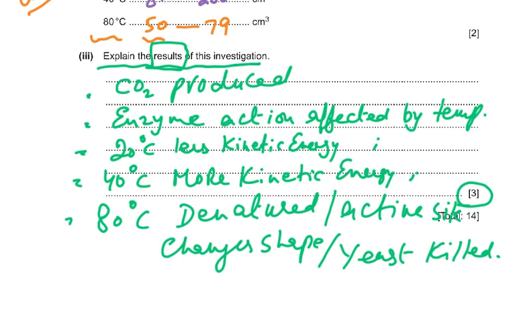Explain the results. Carbon dioxide produced, and this carbon dioxide is produced as a result of enzyme action, and these enzymes are affected by temperature. So at 20 degrees, less kinetic energy, so fewer collisions. 40 degrees, more kinetic energy, more collisions, maybe it's the optimum. 80 degrees Celsius, the enzymes denatured, the active site of the enzyme changes shape, and it's no longer complementary, or you could have said the yeast is killed. So please understand why we are talking about this temperature. Unless you specify and tell me that enzyme is working, that's why temperature is having an effect on those reactions.